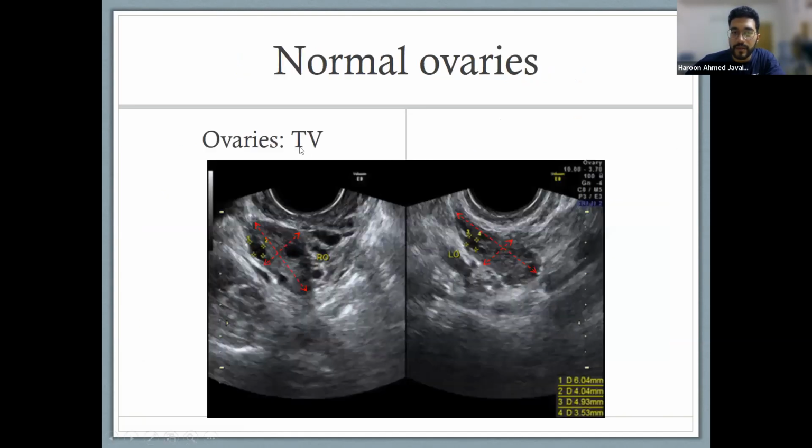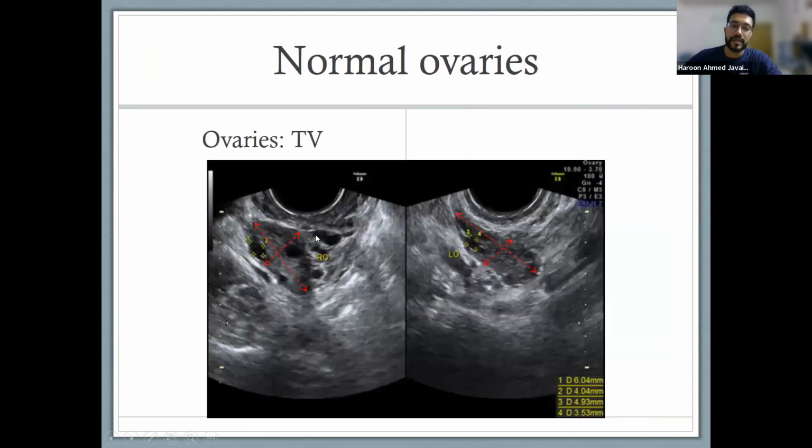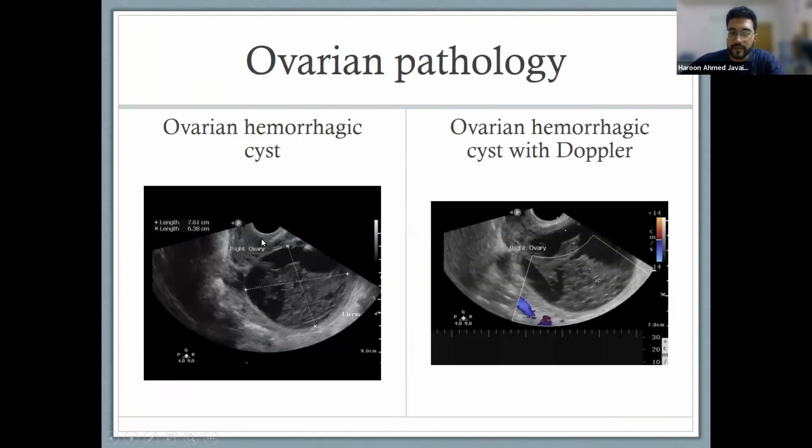Okay, so what they're trying to show you over here is that this is, okay, this is so weird. One of them should have been a transvaginal view. Anyway, so now over here, what they're showing you is a transvaginal view, okay? And again, they're showing you the ovaries over here and the ovaries over here. Now they're moving on to pathology.